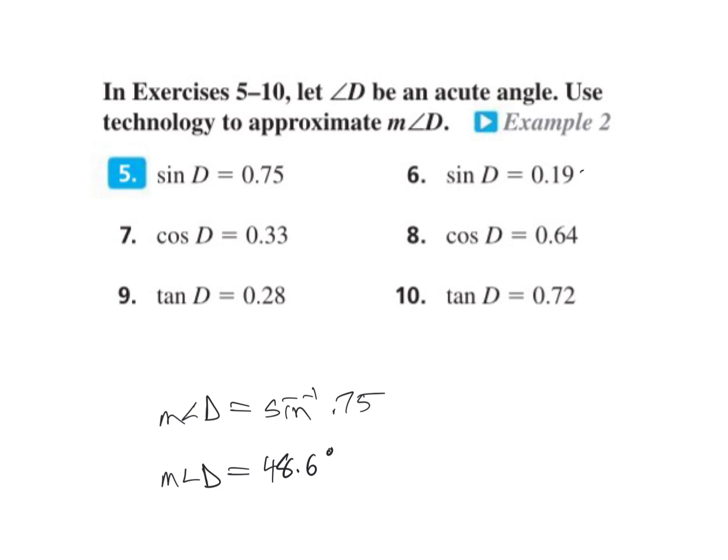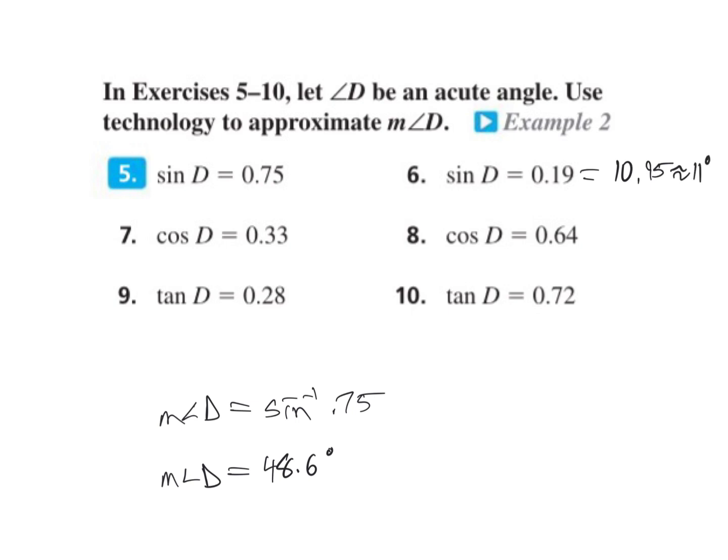So on number 6, I'll do 0.19. I'll hit second sine of that, and that gives me 10. Oh, this is in radians. Sorry. Oh, no, it's degrees. Let's do that again to make sure I'm right. 0.19, and inverse sine would be 10.95, or approximately 11 degrees.